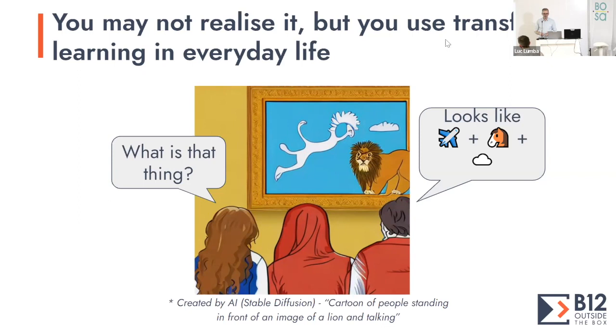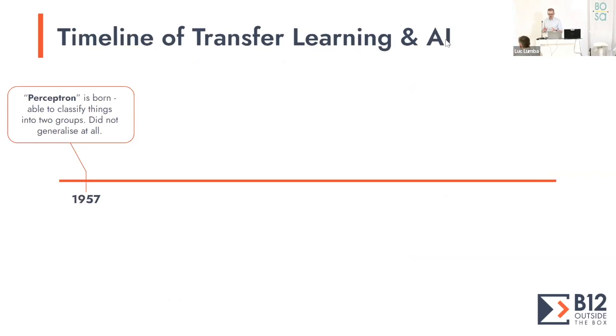And if you think about it, we do this all the time. Language is full of this kind of stuff. If you learn English or German, especially, things like composite words and so on, these are all examples of how we use transfer learning in everyday life. Okay, so that's in a nutshell what transfer learning is, from a human perspective, but how does this play out with the machines?